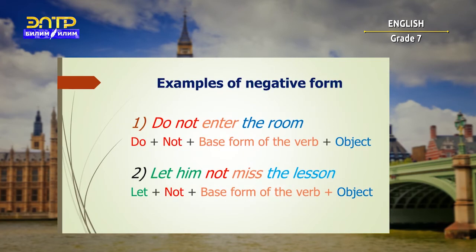Other examples of negative form include do not enter the room. Enter is the base form of the verb and the room is the object. Let him not miss the lesson. Base form of the verb is miss plus object the lesson, and we put let not at the beginning of the sentence.